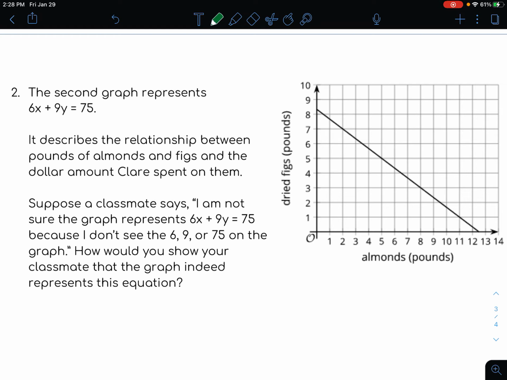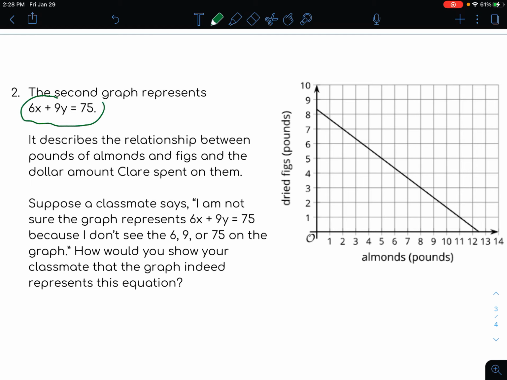Suppose a classmate says, "I'm not sure the graph represents 6x plus 9y equals 75 because I don't see the 6 or the 9 or the 75 on the graph." How could you show your classmate that the graph indeed represents the situation? Now, they're not saying that they literally don't see the number 6 or the number 9, but rather they're talking about the graph, the line itself. You don't really see a 6 or a 9 or a 75 represented by the line itself.